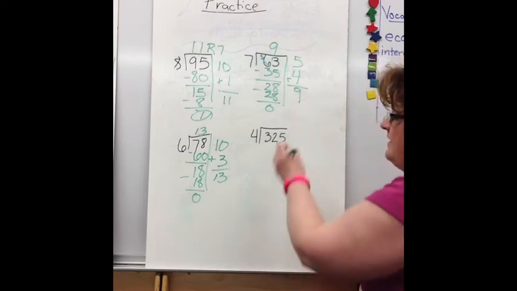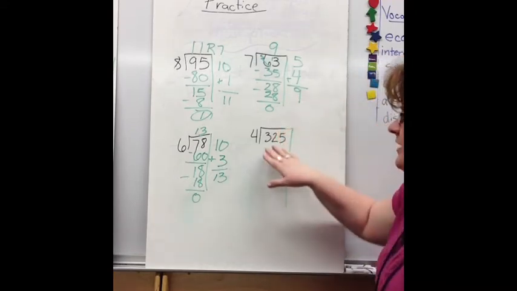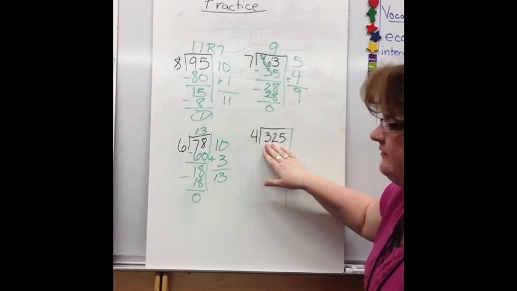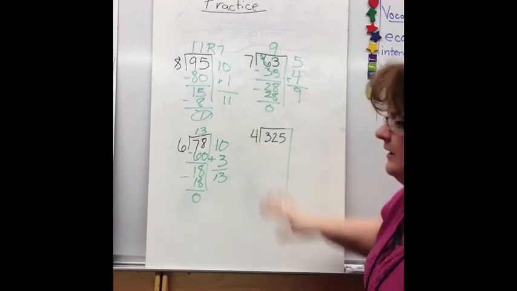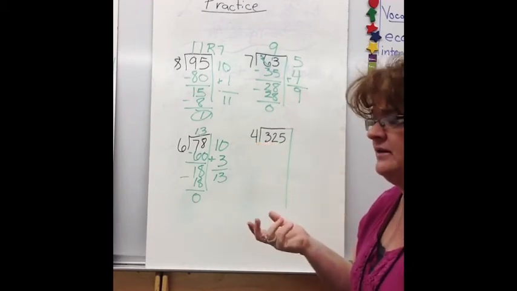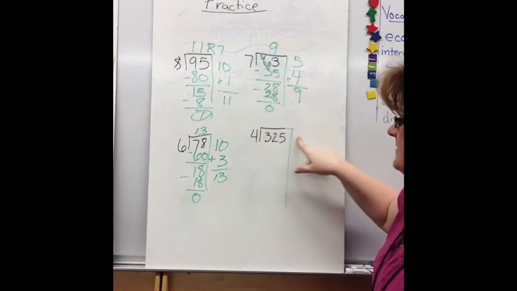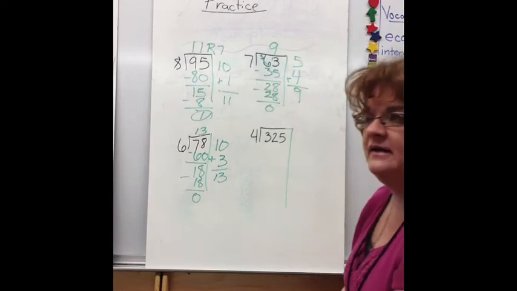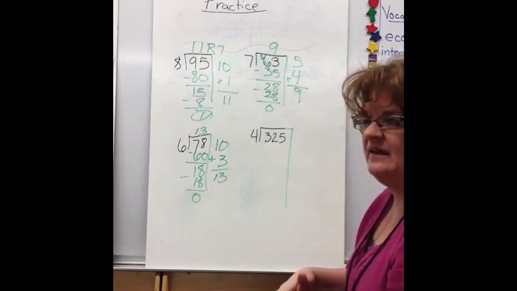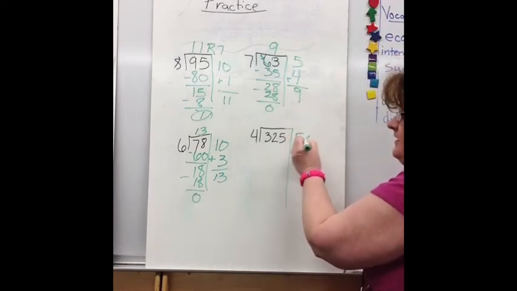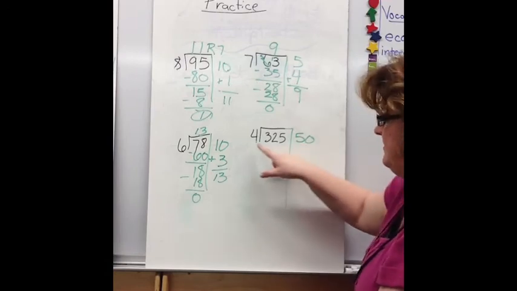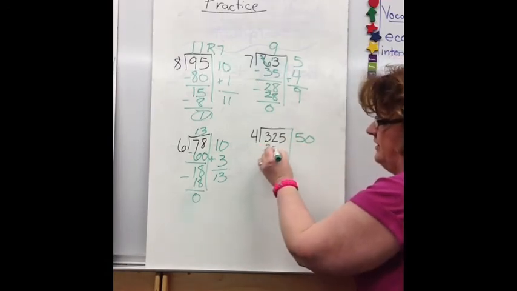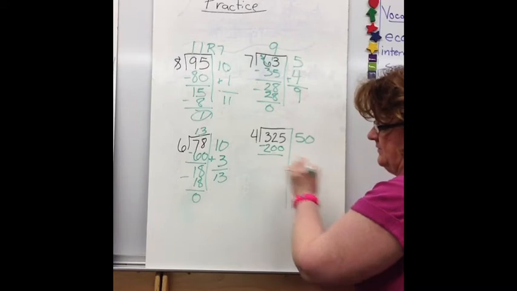Okay, let me slow my thinking down for this one. A little bit of a bigger number. I put 325 divided by 4. Okay, now I have to start thinking in the hundreds. I can't say 4 times 100 because that's 400 and that's too big. But why don't I just cut that in half? I can say 4 times 50. 4 times 50, I know that is 200. We can subtract that.